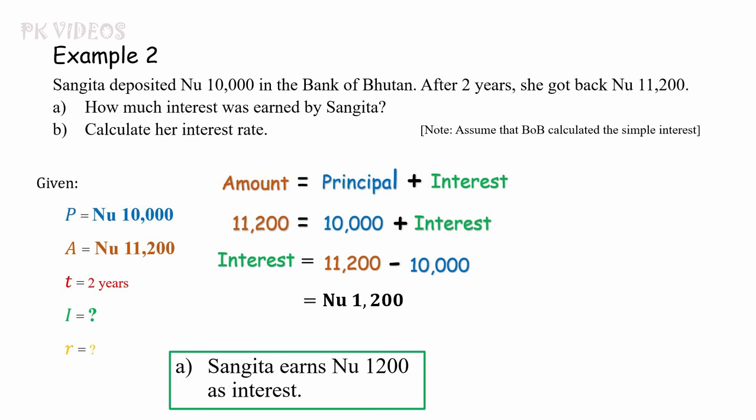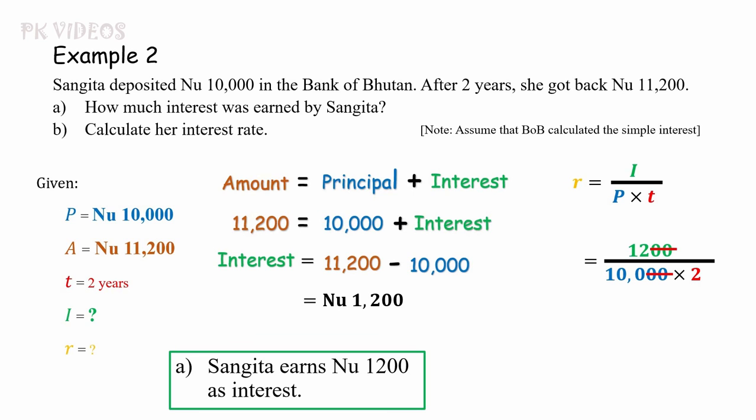The next thing we need to find is the rate. And for rate, we already know the formula is given by interest over principal times time. So we substitute the values of what is given. So that is 1,200, which is the interest that we have already calculated, over principal 10,000 times 2. Now we simplify this. We can divide by 100. 1,200 divided by 100 is 12, and 10,000 divided by 100 is 100.